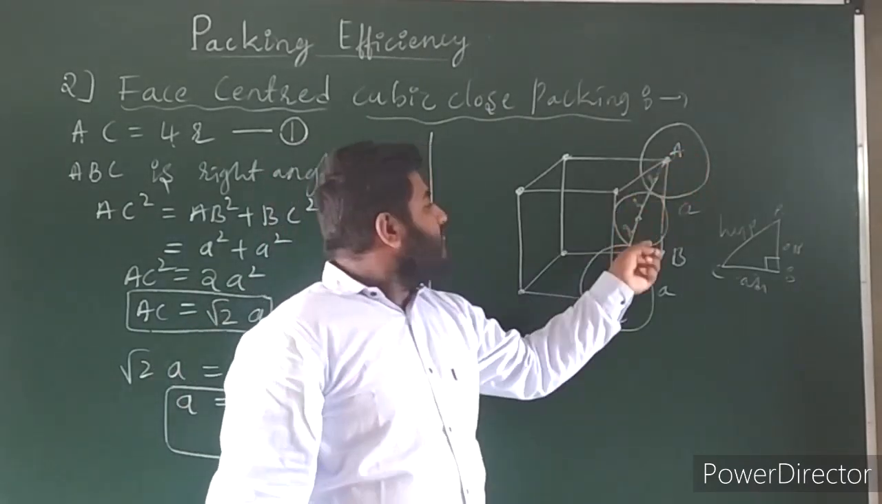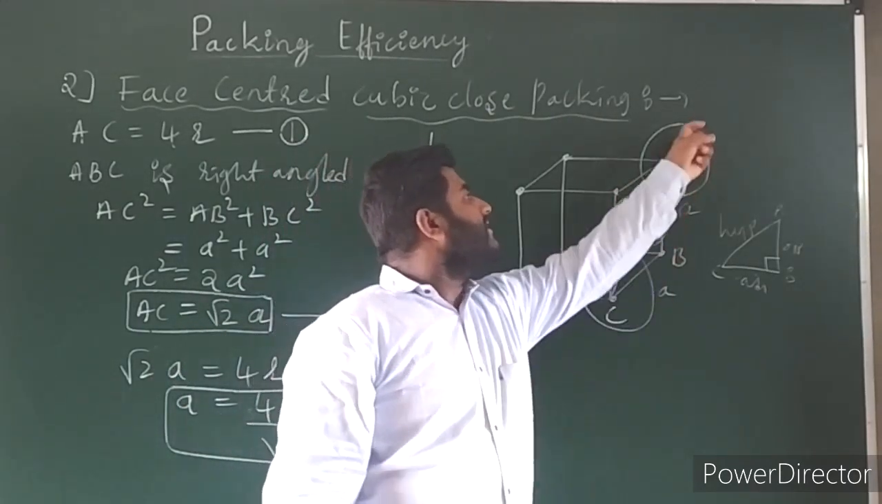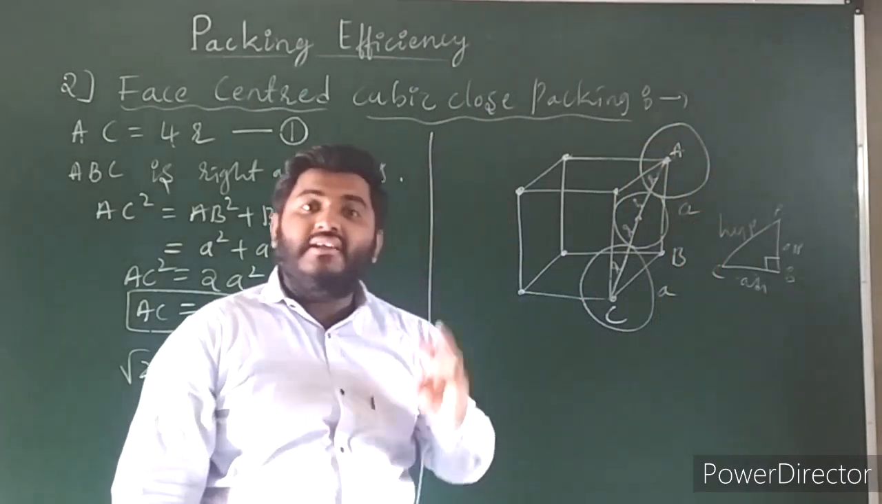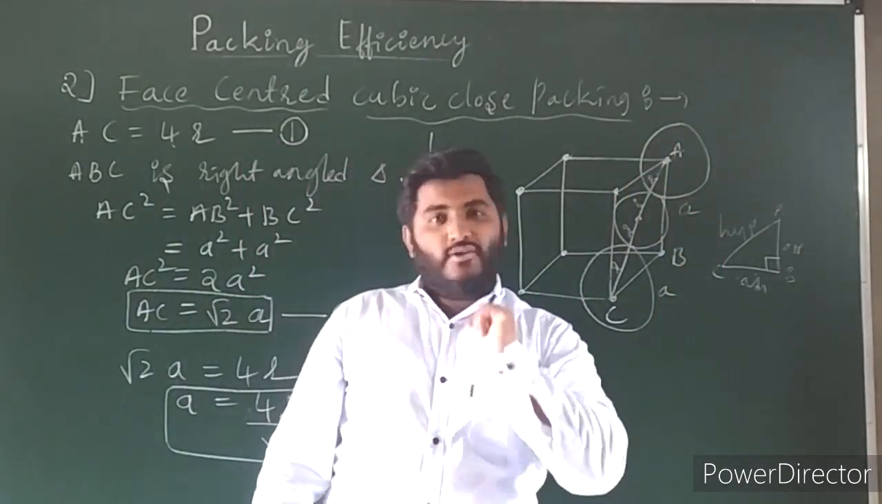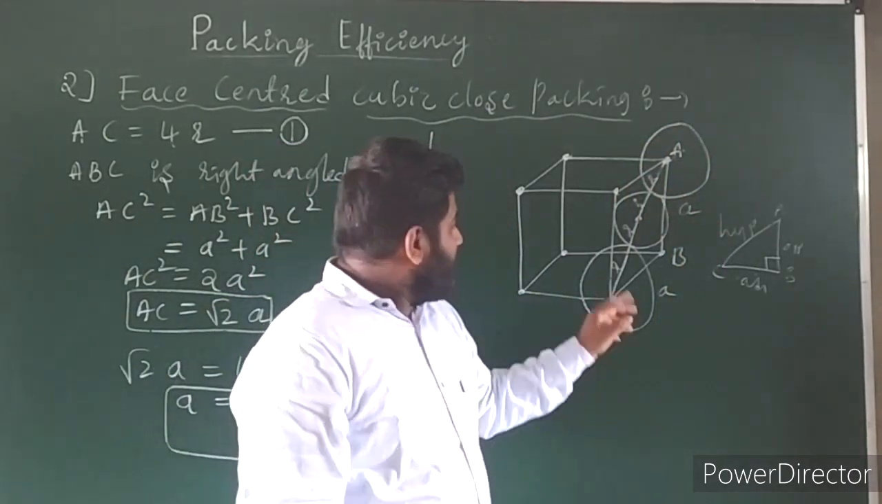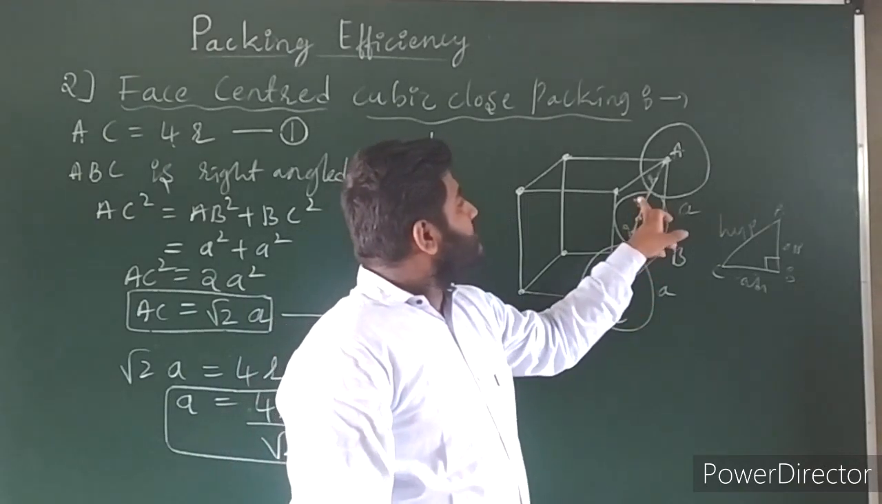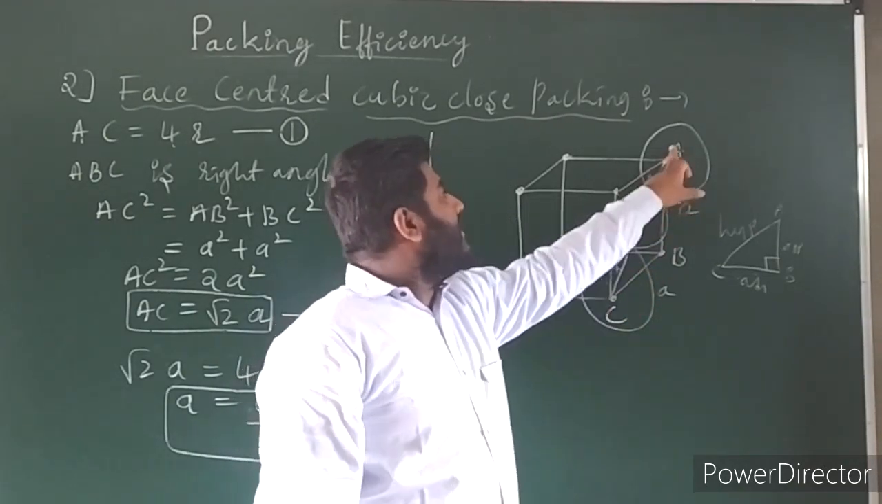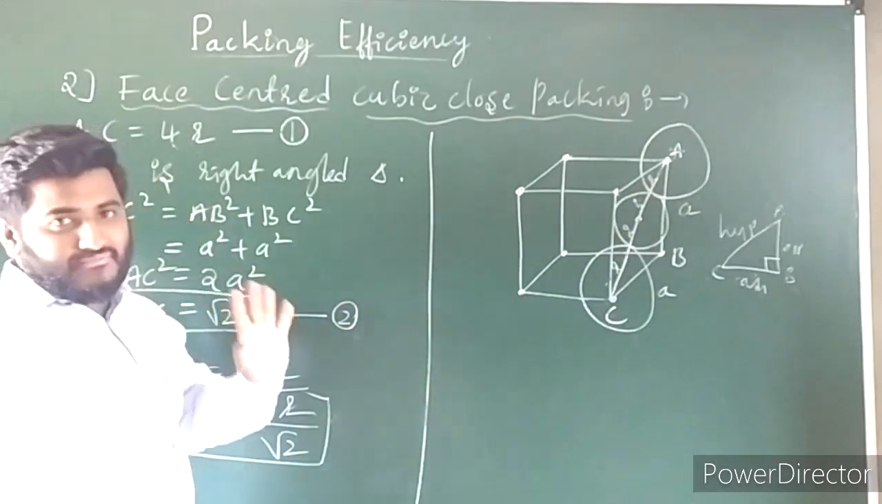3 atoms are there. Therefore here one sphere, here one sphere, here one sphere. Total we are getting here 3 spheres. In the previous case only 2 spheres. Therefore 2R. See here 1R, this one R, this one R, this one R. Total 4R we are getting. Therefore AC is equal to 4R, I have written.